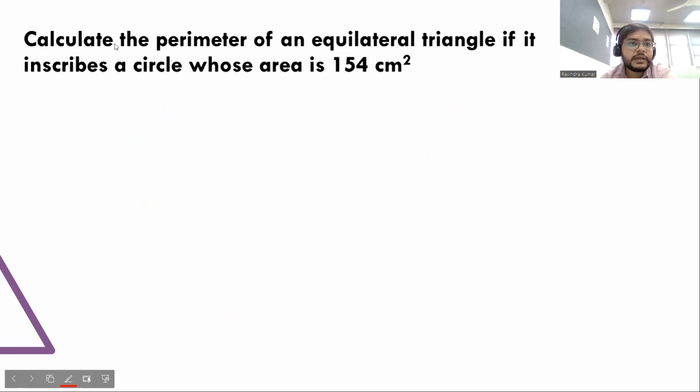And what it is saying, calculate the perimeter. Actually we need to find the perimeter of an equilateral triangle, if it is inscribed in a circle whose area is 154 centimeters square. So first understand the question, what it is saying. In the previous question, there is a square inscribed in a circle, but here it is an equilateral triangle inscribed in a circle. So let's say this is a circle.